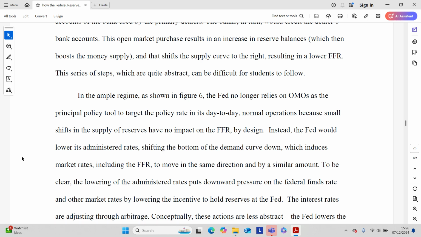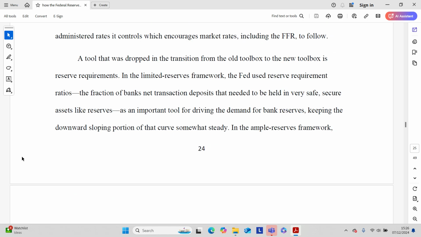To be clear, the lowering of the administered rate puts downward pressure on the federal funds rate and other market rates by lowering the incentive to hold reserves at the Fed. The interest rates are adjusting through arbitrage. Conceptually, these actions are less abstract. The Fed lowers the administered rate it controls, which encourages market rates, including the FFR, to follow.